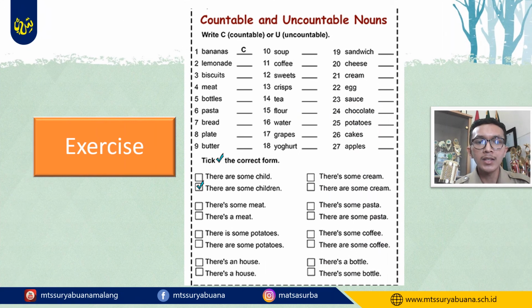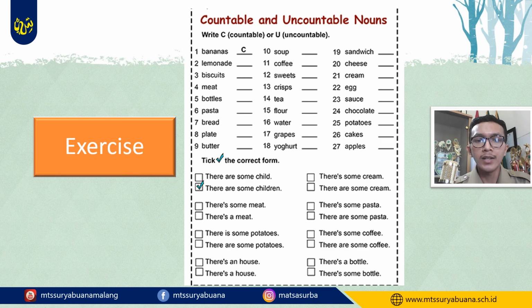Okay, here is the exercise for you. Please identify these nouns, number 1 up to number 27, and write down whether this noun is called a countable or uncountable noun. So please write C for countable or U for uncountable.